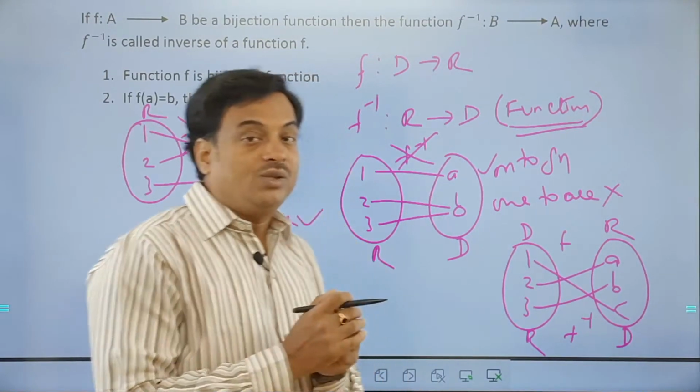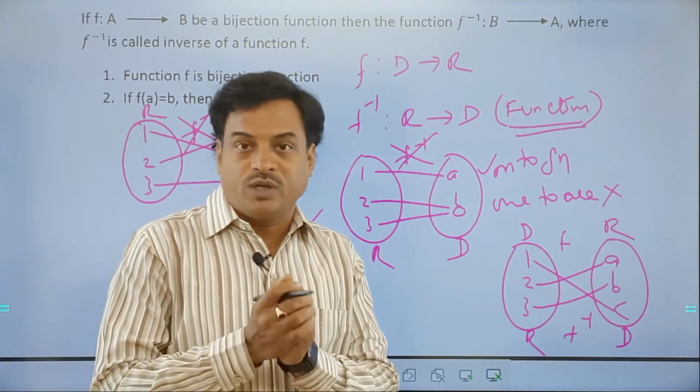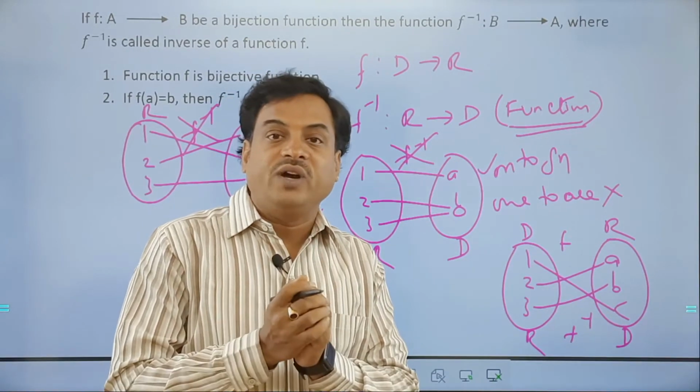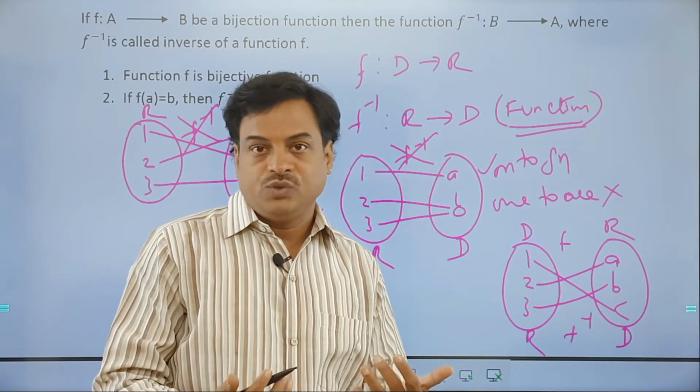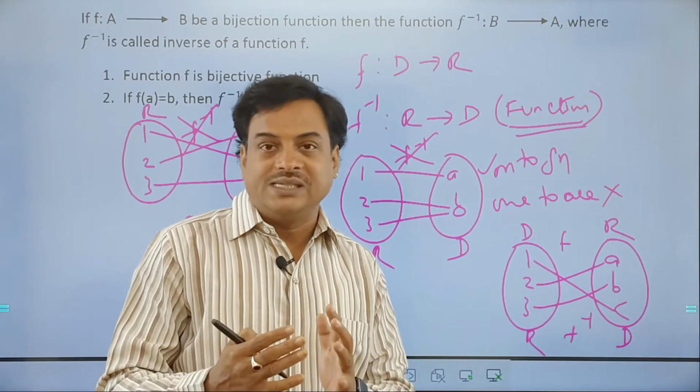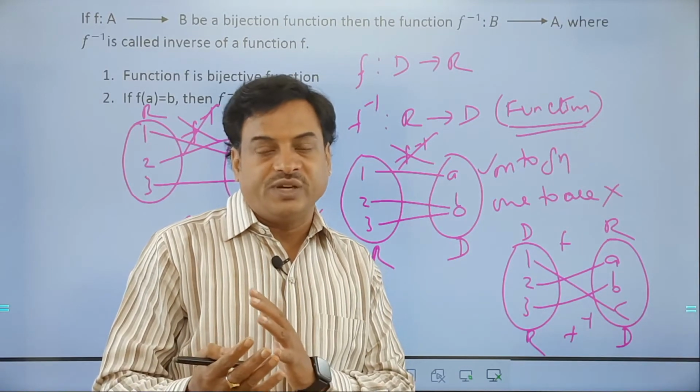So basically I am trying to say the inverse of a function is possible when the given function is a bijection function. So it should be 1 to 1 and onto simultaneously, and it's called a bijection function, we all know that.